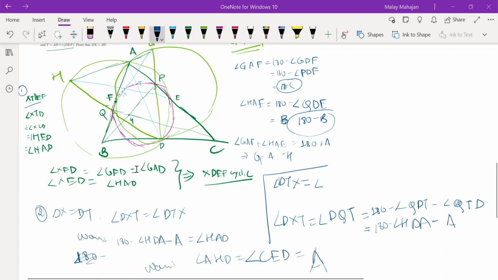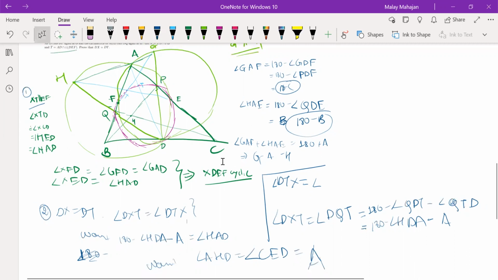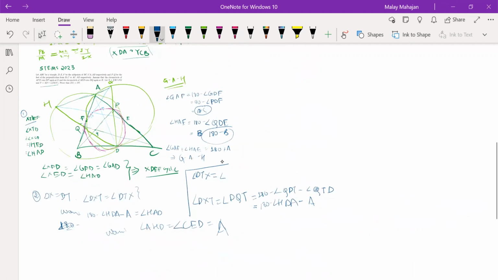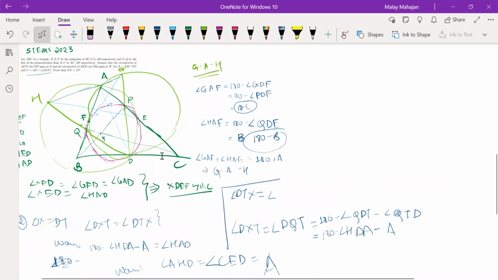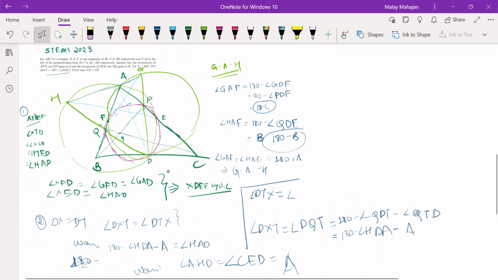Did you have some other approach? No, till here it was the same. From here, it's probably something similar only. I just computed 180 minus these angles and proved they are equal, but it's the same only. So I think I'll go over this once.